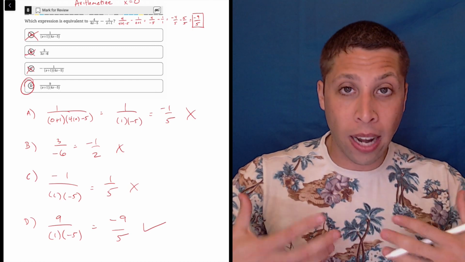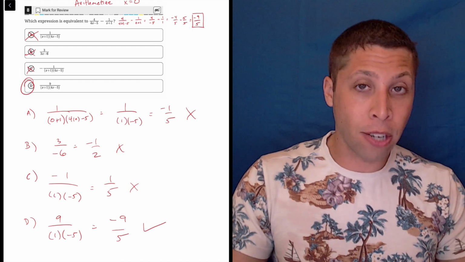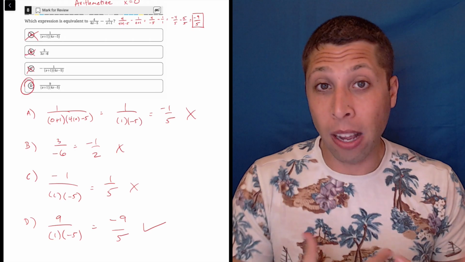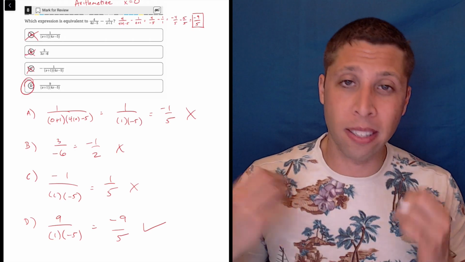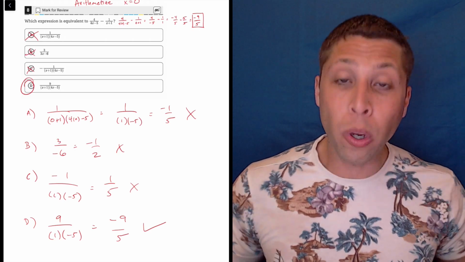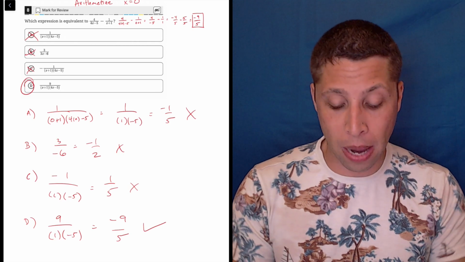So like I said, I showed you a little bit more work on my page than I probably would have done myself. I would have taken a couple of little shortcuts because I'm very confident with the number 0, but I would have shown a lot of this work on my scrap paper.